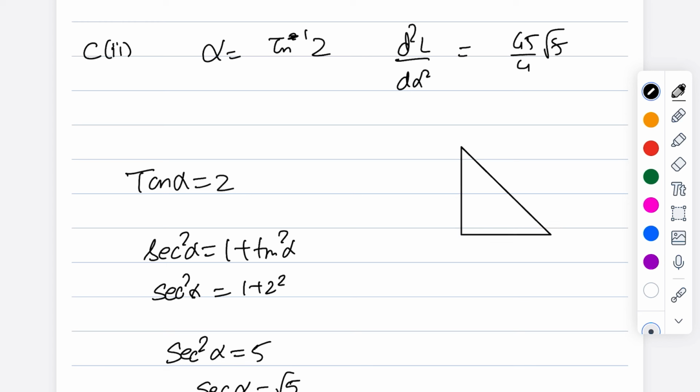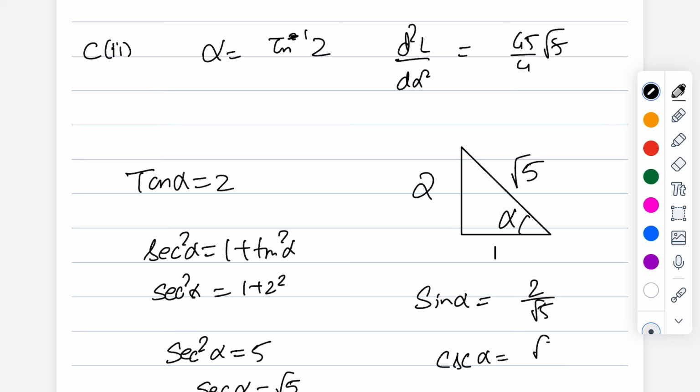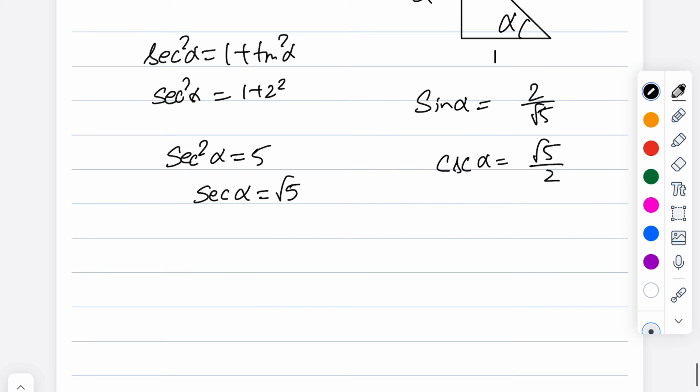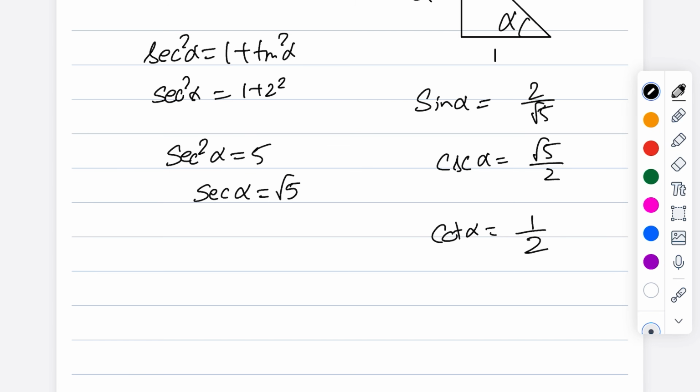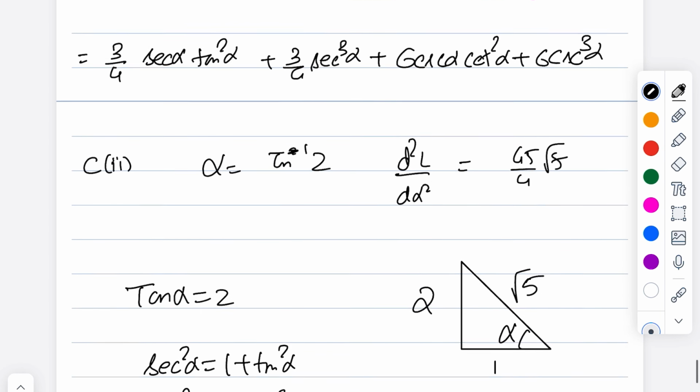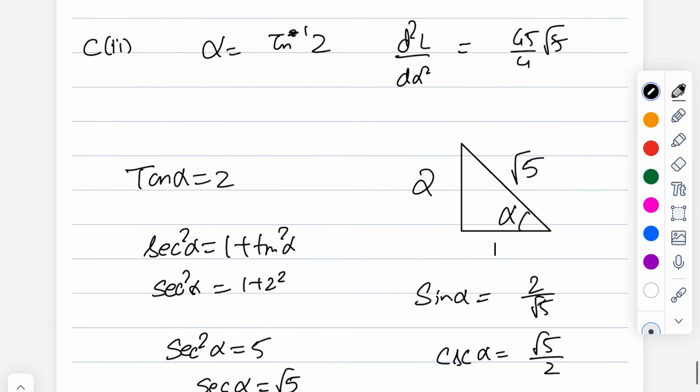Then a right angle triangle with sides 2, 1, √5. So from here I can find sin α is 2/√5. So cosecant α, which I require, is √5/2. Now plug in all, then cot α. Tan α is 2, so cot α is 1/2. So those are the things I require: secant, tan, cosecant and cot.